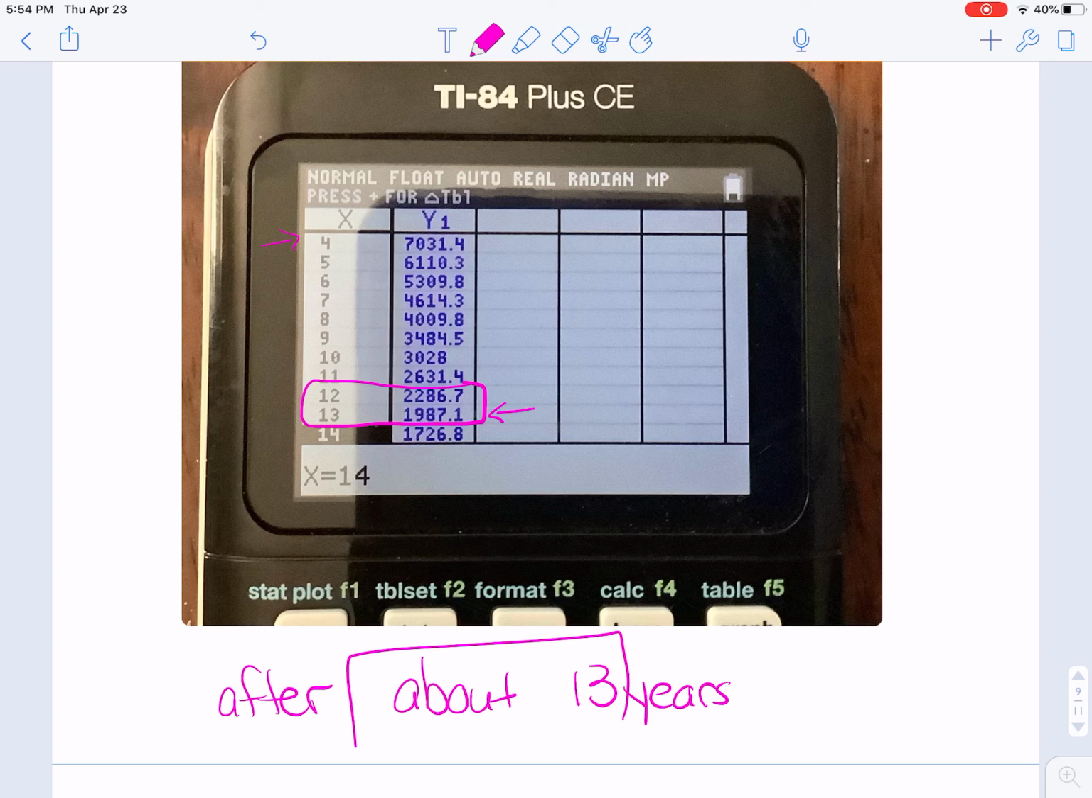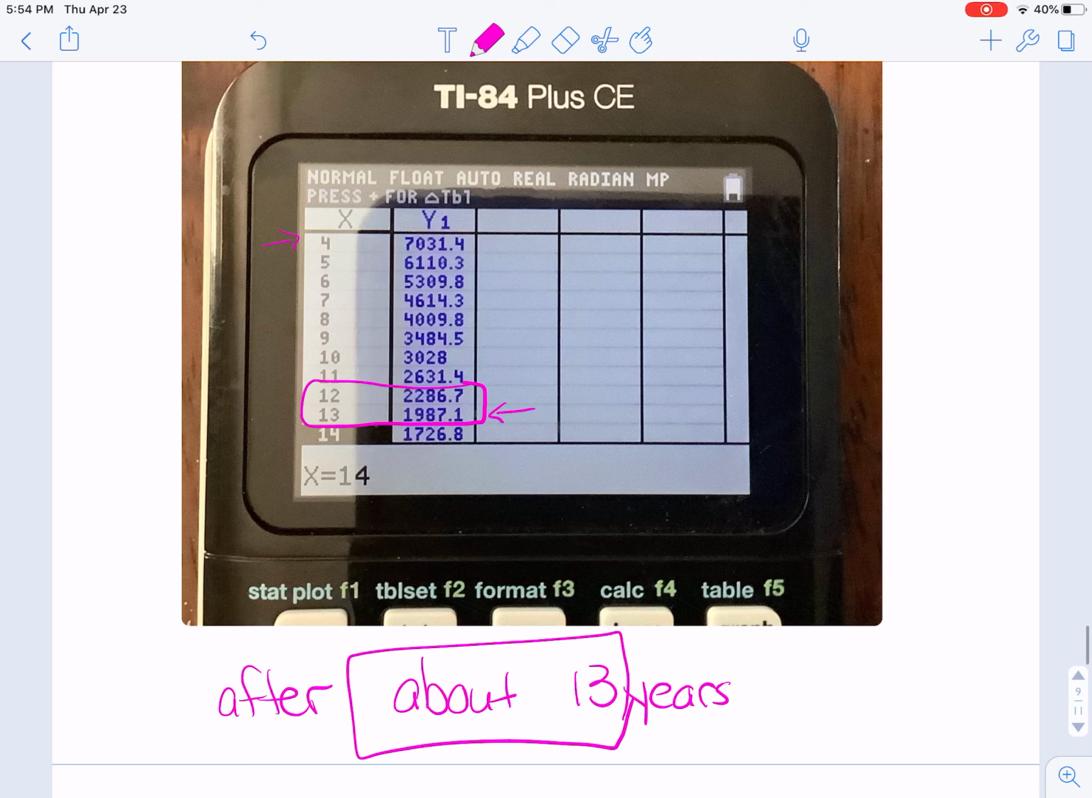Again, you could just say about 13 and that's fine. The word about covers up a lot of issues about rounding. We don't need to say 12.9 or so. It just happens to be that this one is closer to 13 than it is to 12.